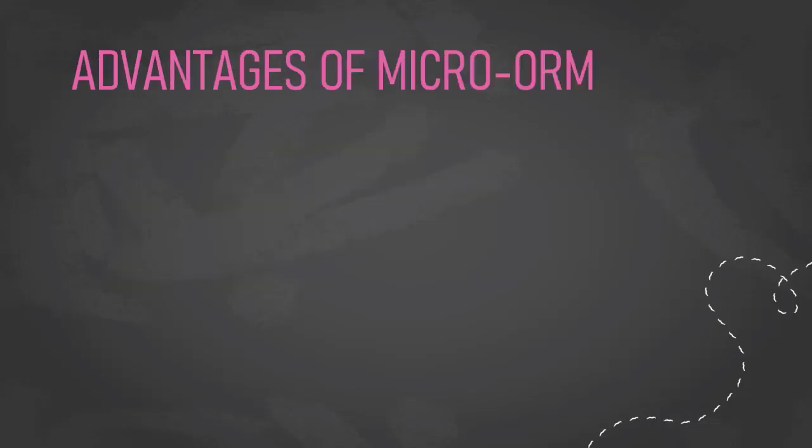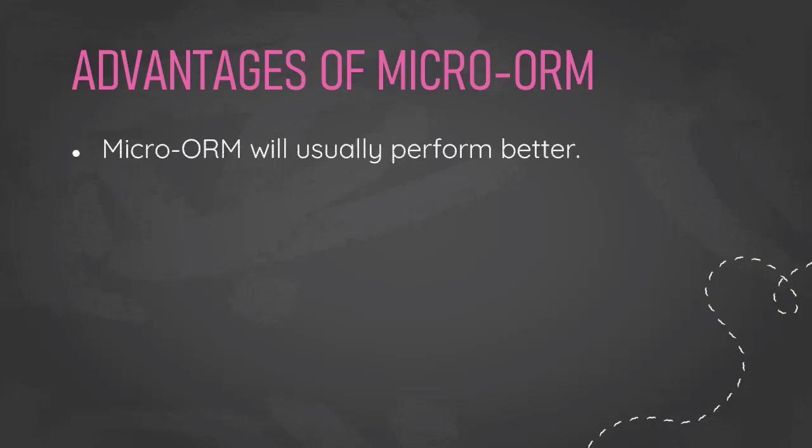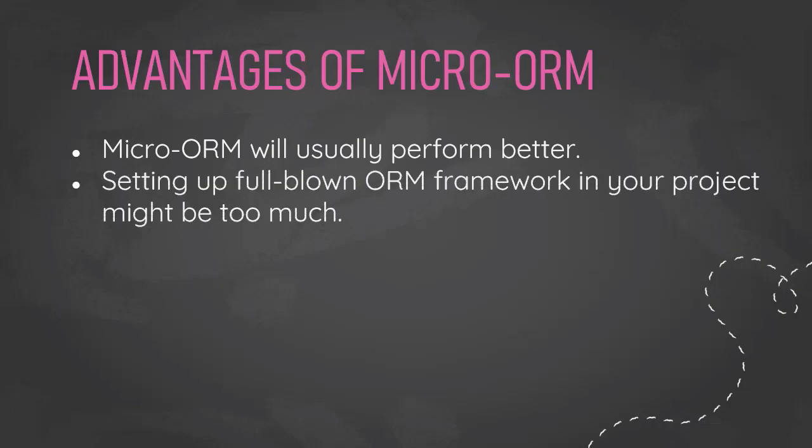Let's take a look at the advantages of Micro-ORM. Micro-ORMs will usually perform better as compared to traditional ORMs. Focusing on just mapping the database data to its code representation means less time is being spent on doing other things, because of which the performance will be better for Micro-ORM. Setting up a full-blown ORM framework in your project might be too much if your project only has a couple of database tables with some data.